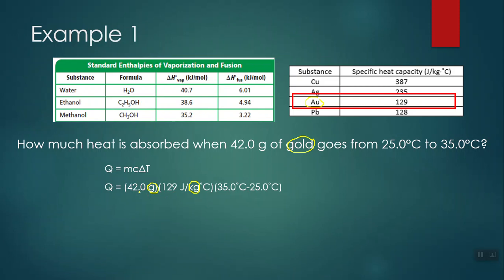So then what are we going to do? We're going to go ahead and convert, right? So we will convert 42 grams to kilograms because that's the easiest thing to do. So 42 grams, bring down grams, and kilograms will go on top. 1,000 grams is equal to 1 kilogram. So we're dealing with 0.0420 kilograms. So let's rewrite that with our new mass. We're going to go ahead and calculate the temperature change, which is 10 degrees, and go ahead and cancel out the like units, kilograms and Celsius. Multiply, and we get 54.2 joules of energy.